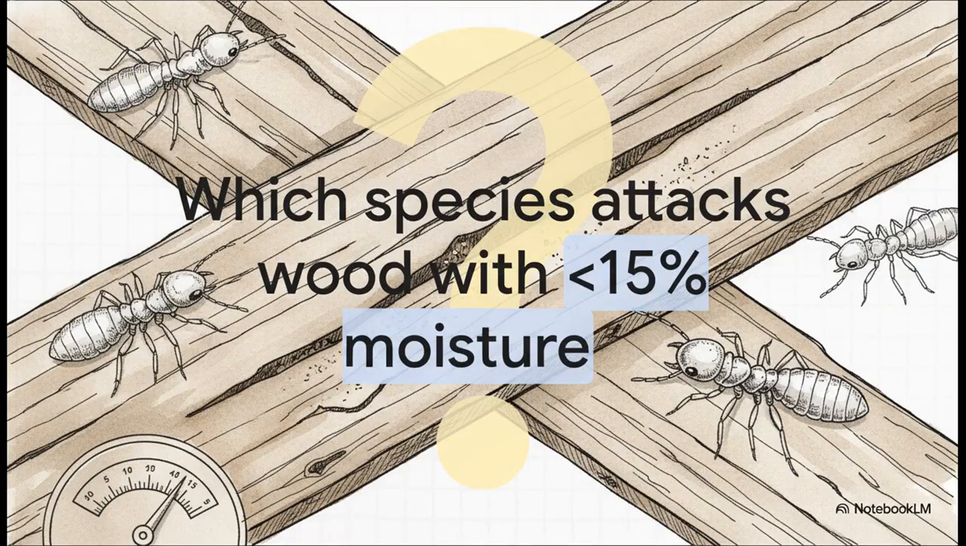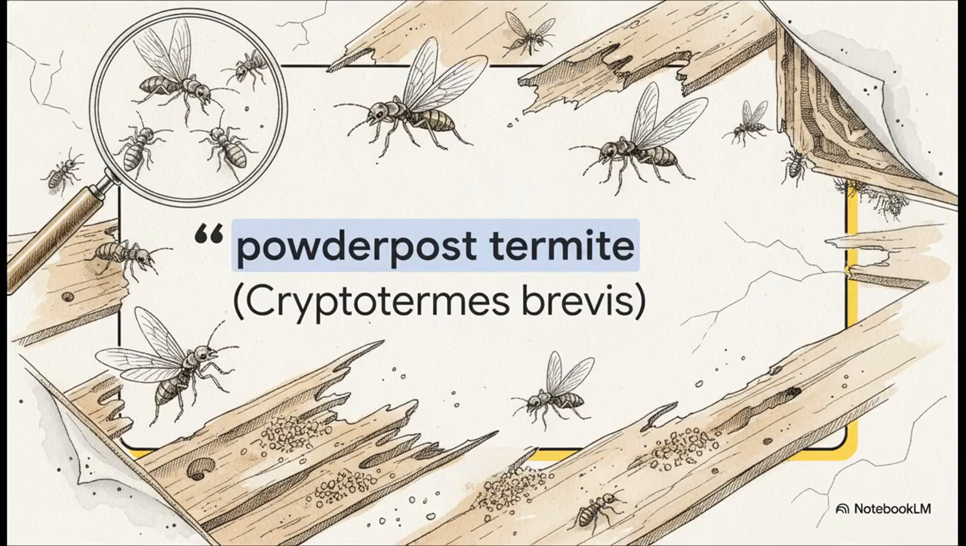Okay, for our final exam question, let's test your environmental profiling. Which elusive termite suspect operates as a true moisture misfit, requiring almost bone-dry wood, meaning moisture levels of less than 15% to survive and thrive? That would be the powder post termite, a very notorious member of the drywood family. Because they require absolutely no ground contact, they could be hiding literally anywhere above ground.